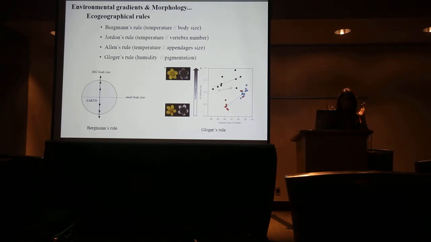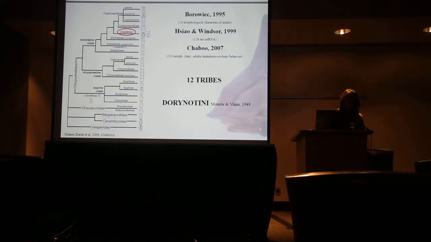So among the ecogeographical rules, there are Bergmann's rule and Gloger's rule, and these are just a few of them out there, trying to correlate temperature, precipitation, and humidity with morphological features. The subfamily Cassidinae is the second largest subfamily of leaf beetles, with almost 7,000 species distributed worldwide. It's a monophyletic group, and currently 12 tribes are known for it.